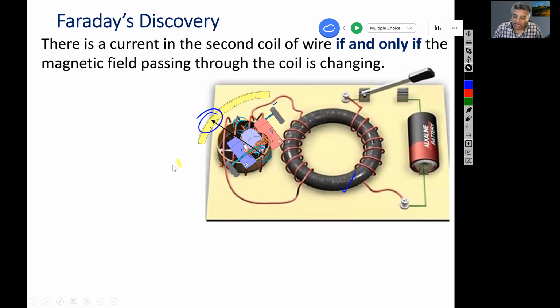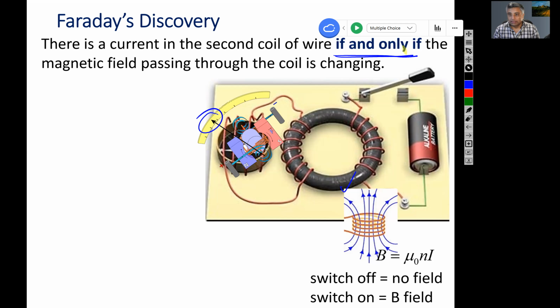So anyway, that was Faraday's discovery. This is important: if and only if the magnetic field is changing, and that change can be talked about in terms of flux, okay? So think about this coil. The magnetic field here is given by mu times N times I. Remember the solenoid we just talked about at the beginning?